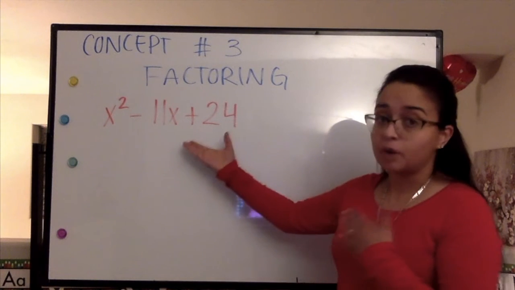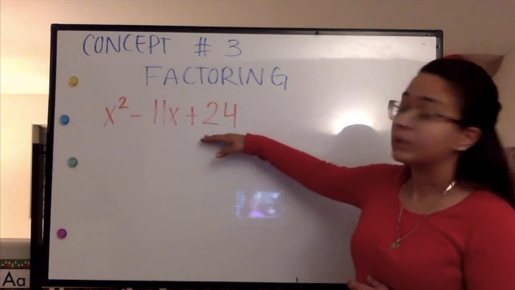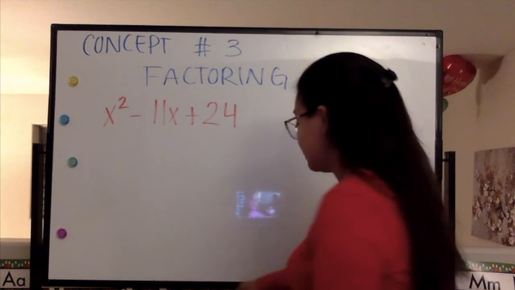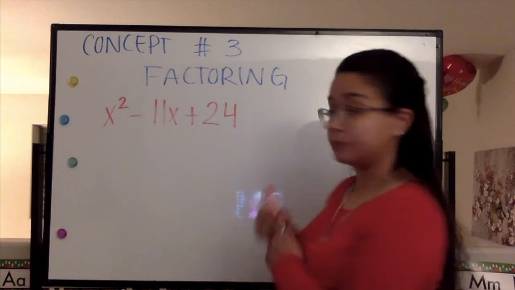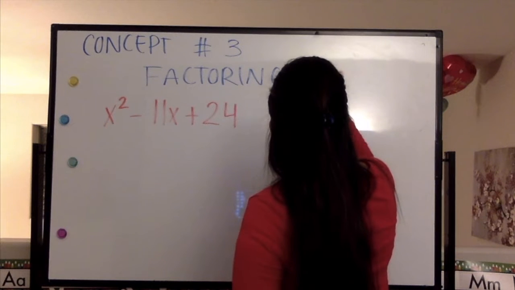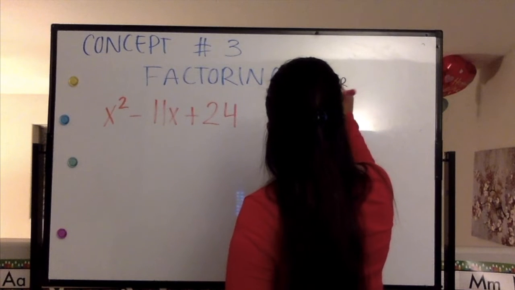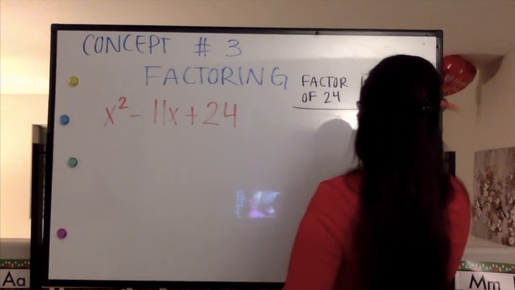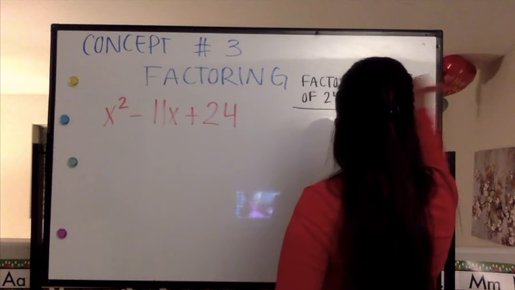Okay? Again, we start off with the last number, which is 24. Now, we're going to find the factors of 24. So, let's make a quick chart. And then on this side, we'll have the sum of factors.